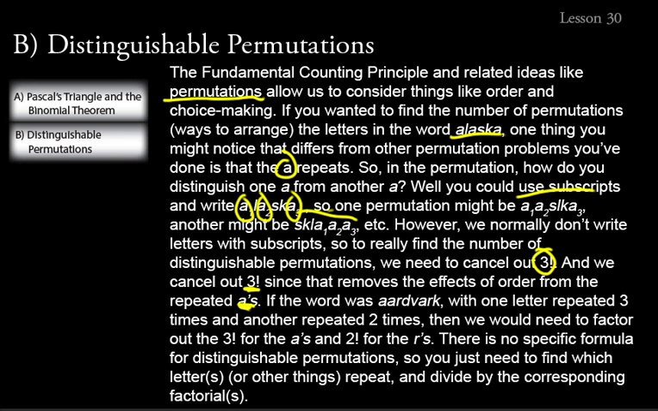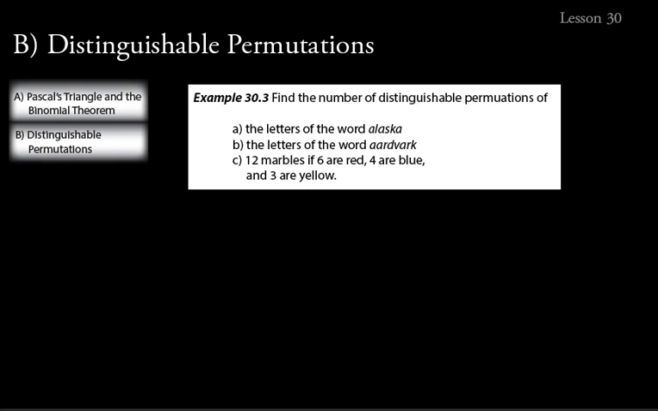If we had the word aardvark, with one letter repeated 3 times, see how that A is in there 3 times, but then the R is in there just 2 times, then we need to factor out 3 factorial for the A's and 2 factorial for the R's. In other words, we need to divide through by that, from the total number of letters. So there's no specific formula for distinguishable permutations because they're kind of unique to each problem. You just need to find which letter or letters repeat and divide by the corresponding factorials. As with most math, it's best learned by doing, so let's do some examples here.